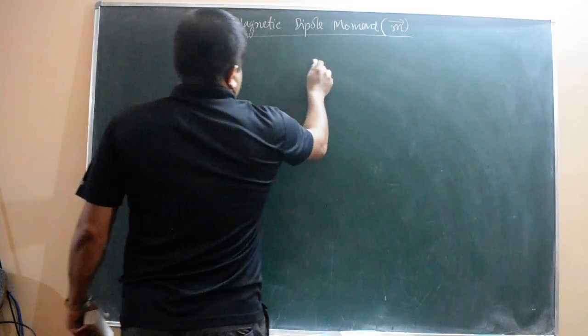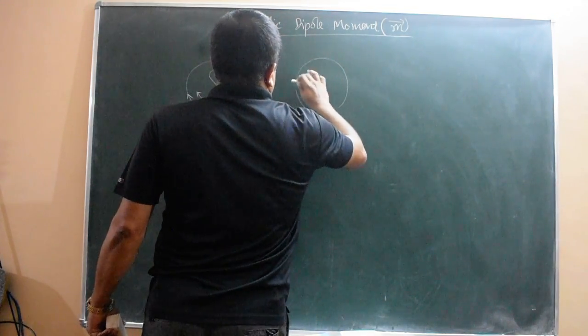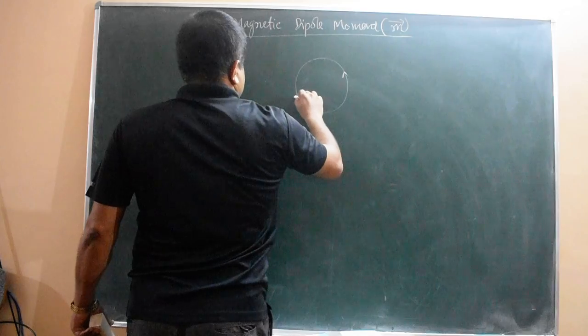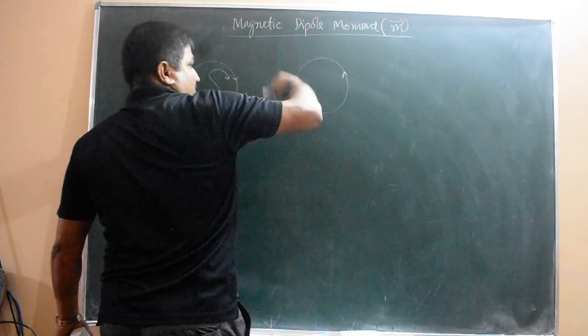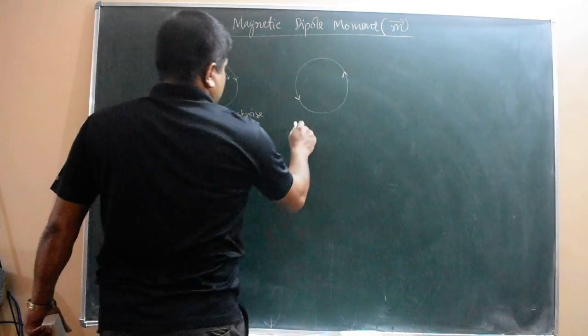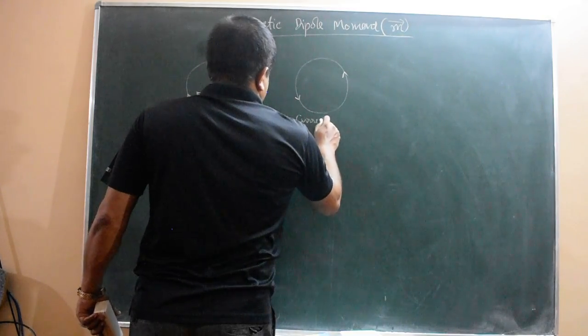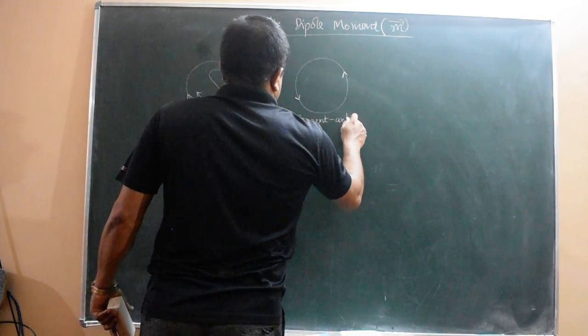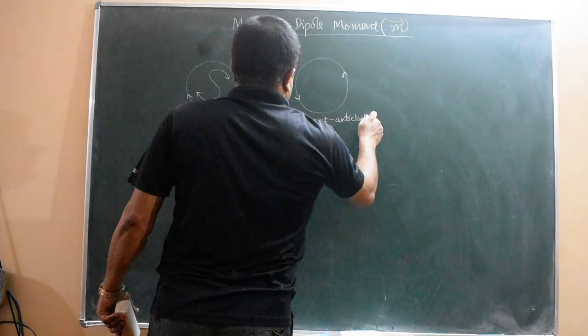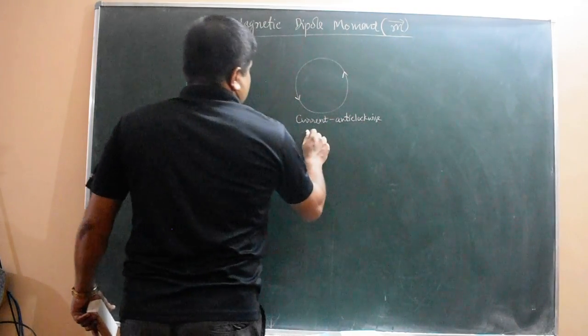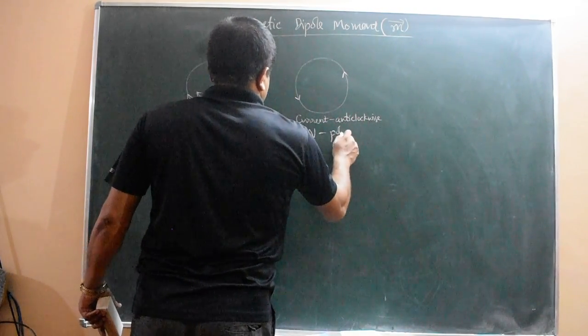And if the current in the loop is anti-clockwise, this is a current loop, and the current is flowing this way, in the anti-clockwise direction, then that face of the loop behaves like a north pole.